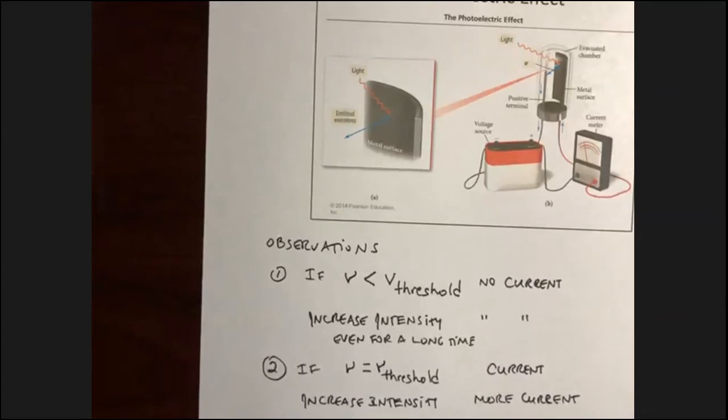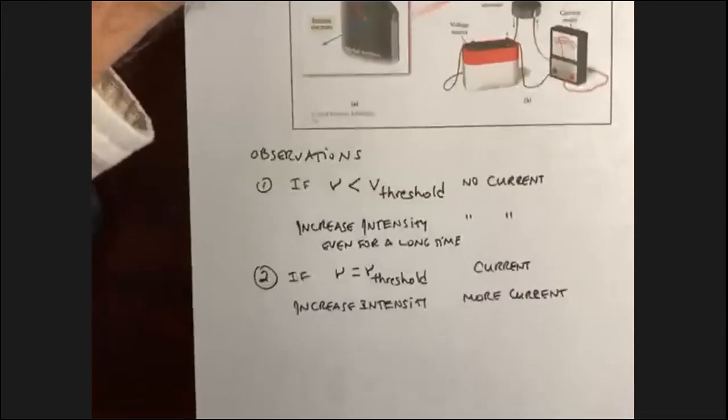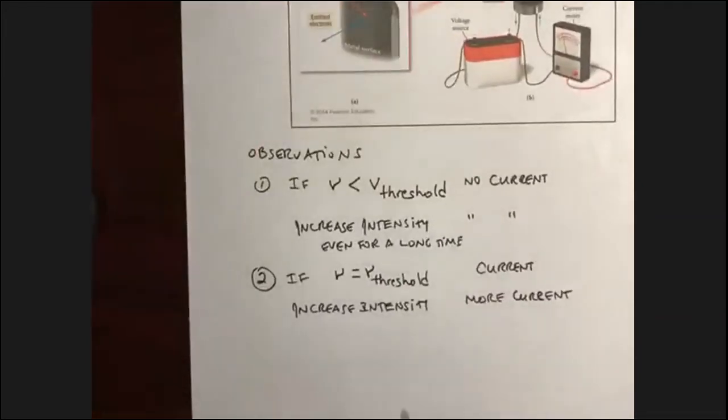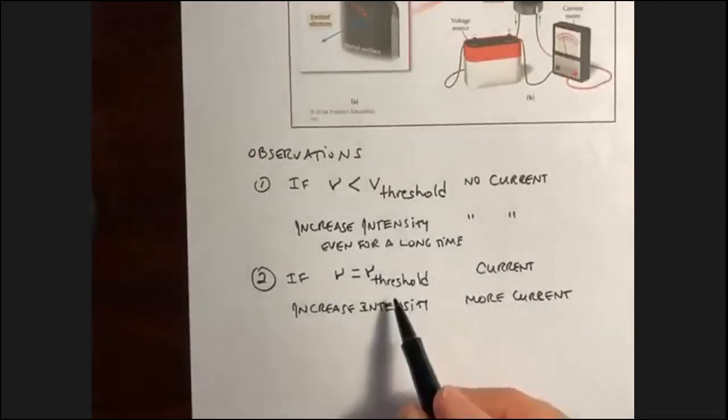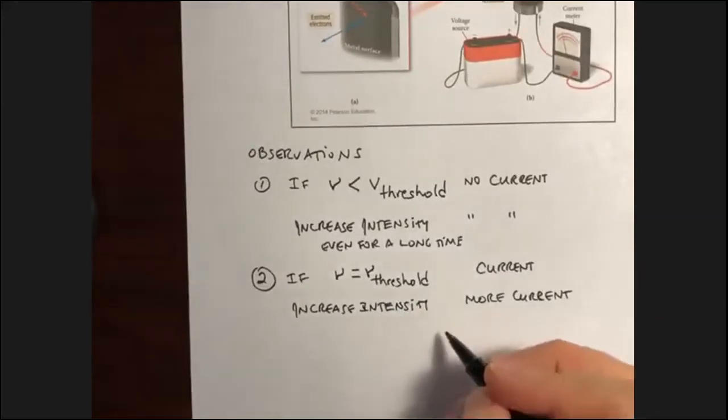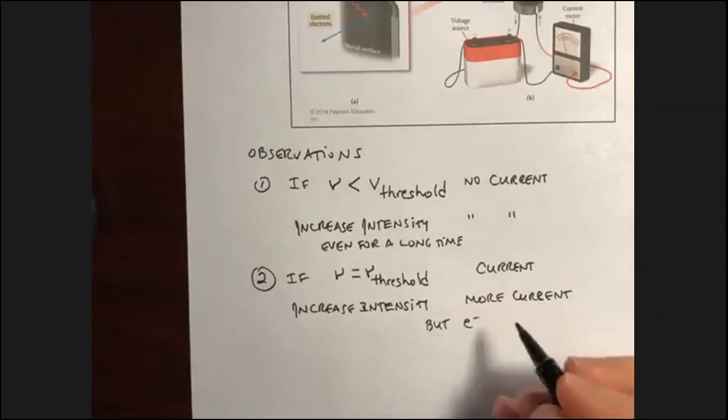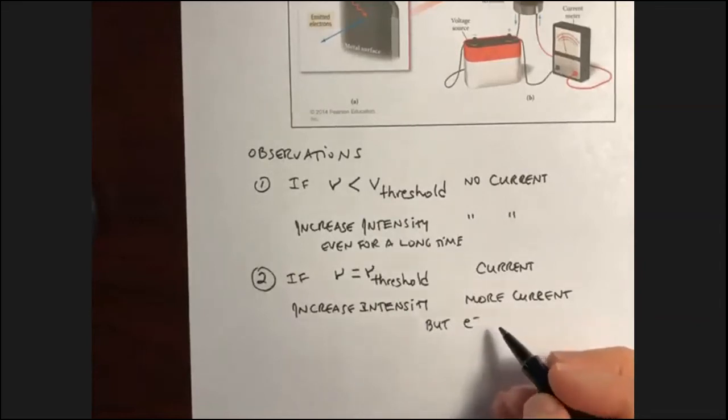So basically what I was saying was that when you increase the intensity at the threshold frequency, you get more current, but the electrons have the same kinetic energy.